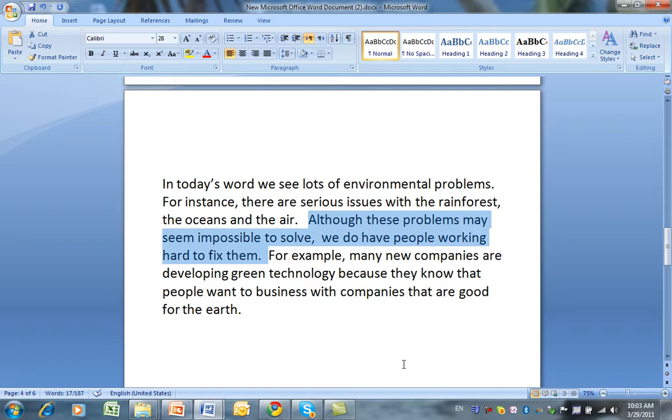Although these problems may seem impossible to solve, comma, we do have people working hard to fix them. Okay. Now, one last issue with some of these sentences is sometimes people put a comma after although, and that's wrong. So don't do it. This flows all together. Although these problems may seem impossible to solve, see, all that flows together. You don't need a comma here.